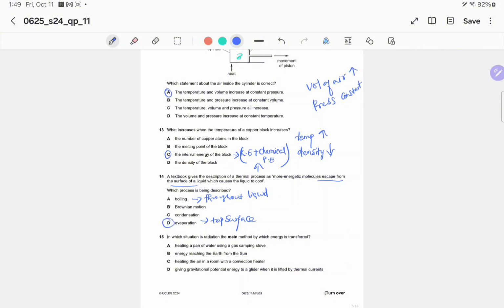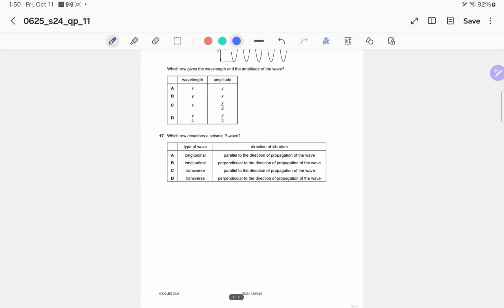Okay, 15th question. In which situation is radiation the main method by which energy is transferred? What is meant by radiation? Radiation is the transfer of heat through electromagnetic waves. So where is it? Heating of a pan using a camping stove? No, I think it is B. The radiation is the sun's rays, which provide light as well as warmth to us. This is the answer for the 15th question.